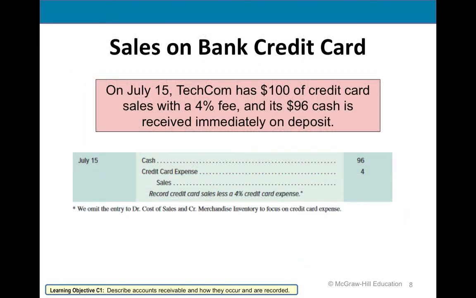And a bank credit card, again, it's good and bad. The good is, customers might buy more. Plus the risk is now on Visa or MasterCard. The downfall is you've got to pay the fee there. It says $100, except, we'll just say Visa, they charge you a 4% fee.